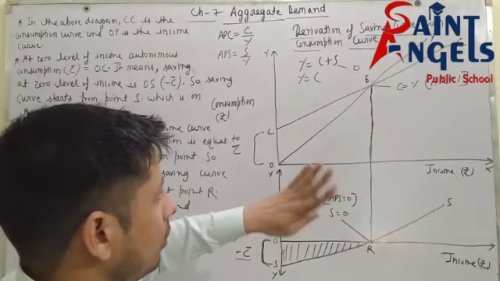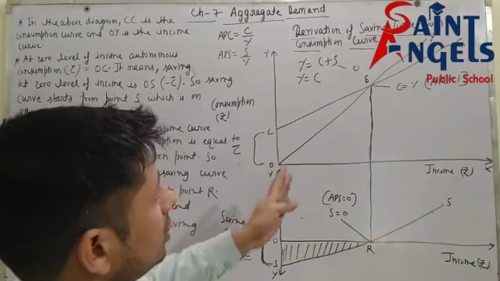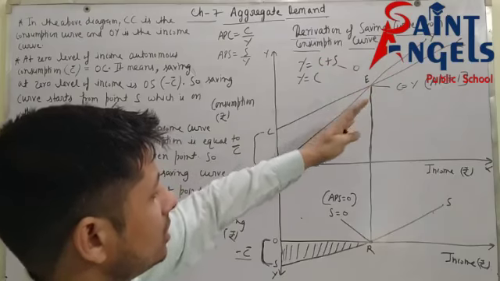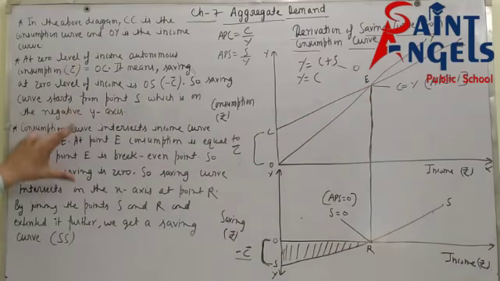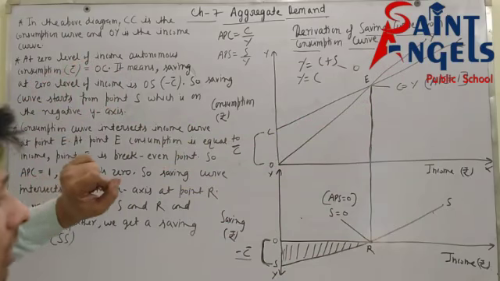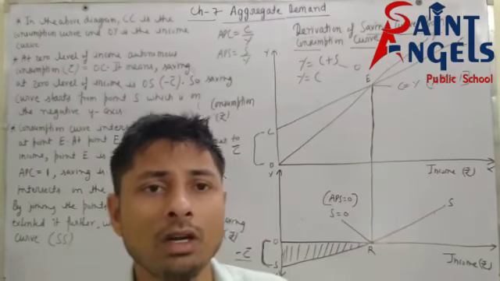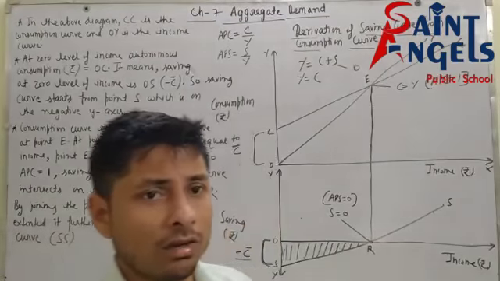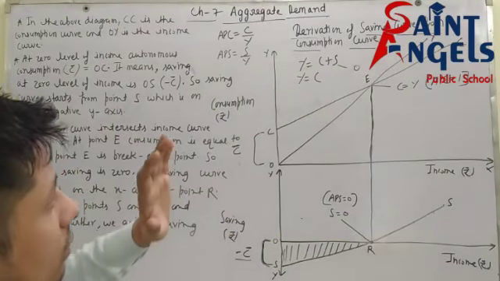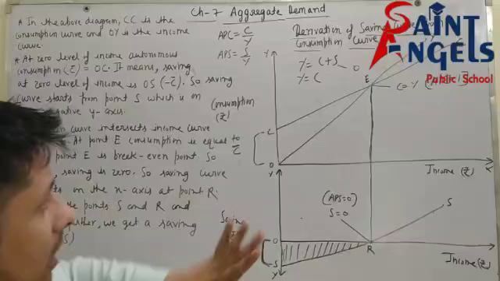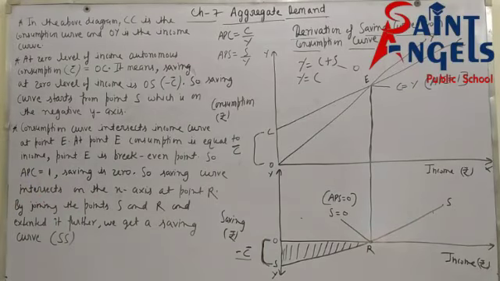I hope this is the whole process of derivation of the saving curve from the consumption curve. First of all, you will show the diagram, then after you will give this type of explanation. See, if the question is to explain the process of deriving the saving curve from the consumption curve, then you will give this type of answer. I hope all of you have understood. Please pause the video and note down this.